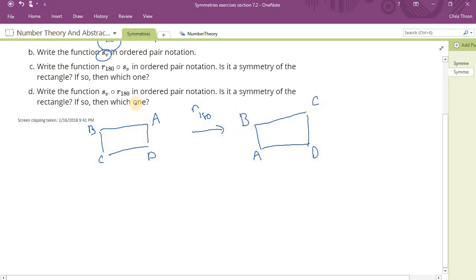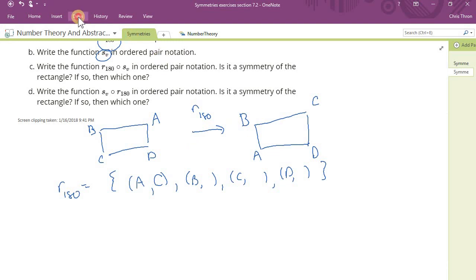Okay, so I want to write this in ordered pair notation. So R180: A is going to map to something, B is going to map to something, C is going to map to something, and D is going to map to something. All right, now what does A map to? A maps to the position of C, right? Where C was, that's where A is now. Okay, A maps to the position of C. Then where does B map to? B maps to the position of, whoops, what did I do here? Certainly I flipped some things around here. This shouldn't be a D, that should be a B.